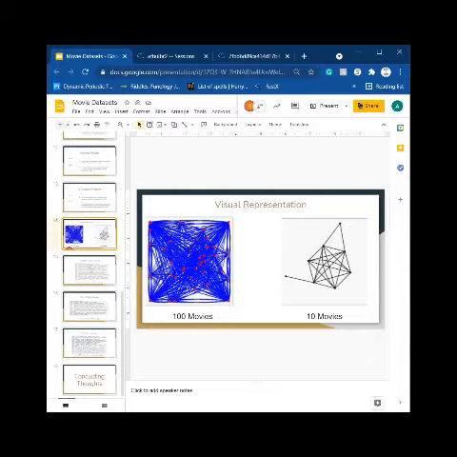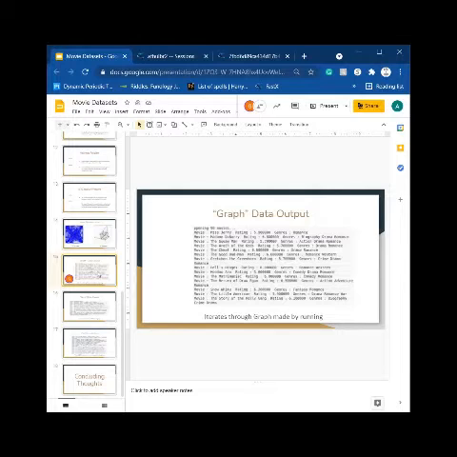Okay, so basically we have these two images that are graphical visual representations of our graph. One consists of 100 movies and one consists of 10 movies. And so we had three output image lists for our graph. So this one was, say, like we wanted a sample of 100 movies.